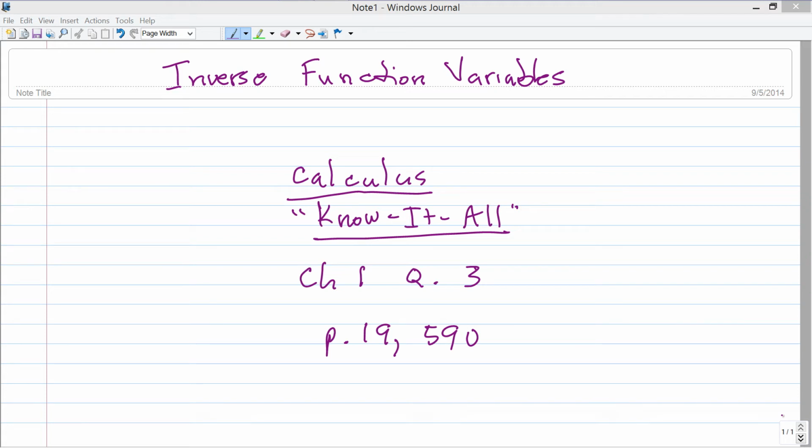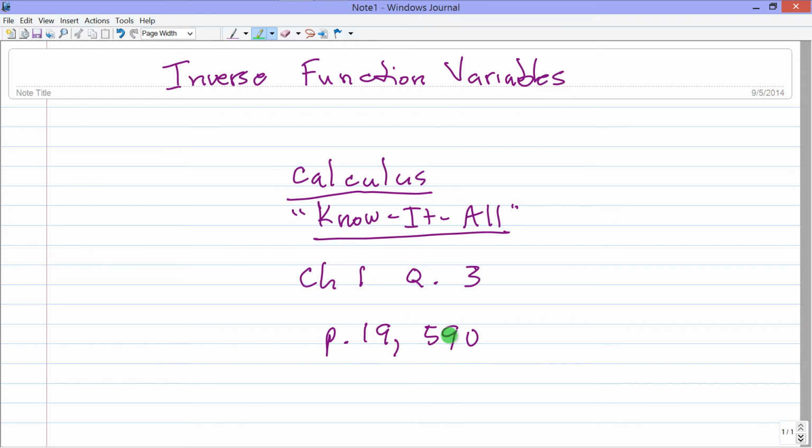Stan Gibilisco here with a little discussion about inverse function variables and how we name them. There's a little bit of confusion that a reader brought up in my book, Calculus Know-It-All. Please refer to quiz question 3 in chapter 1. You will find that on page 19, and the explanation and answer on page 590.